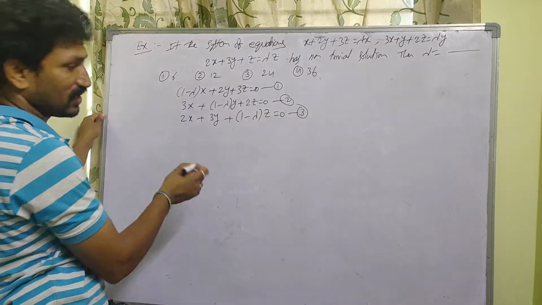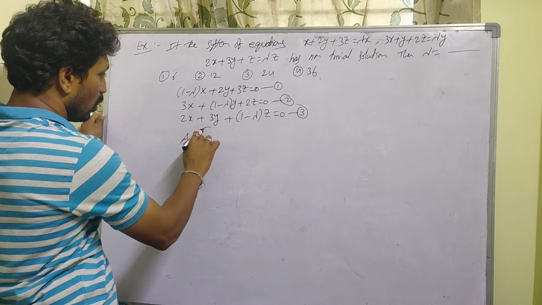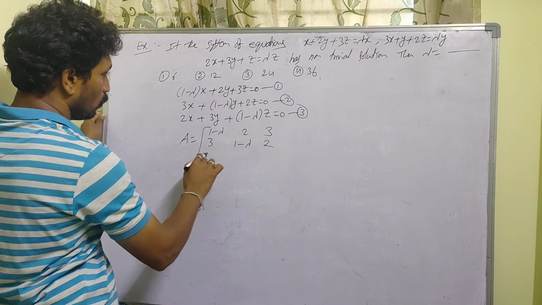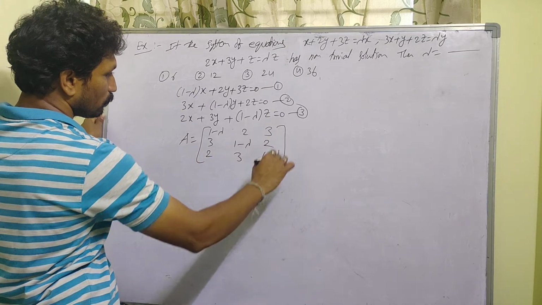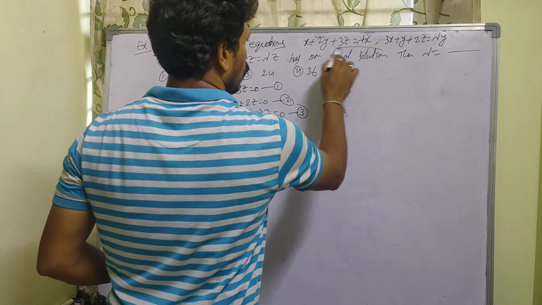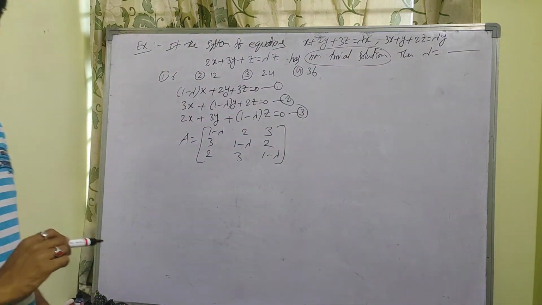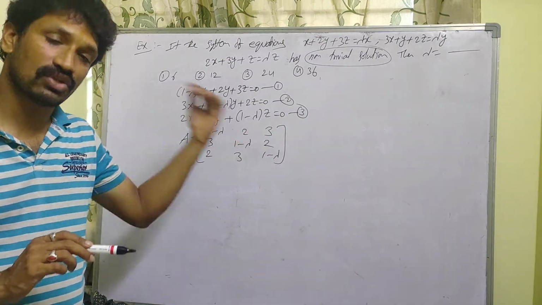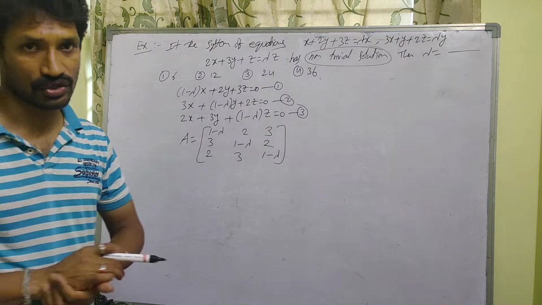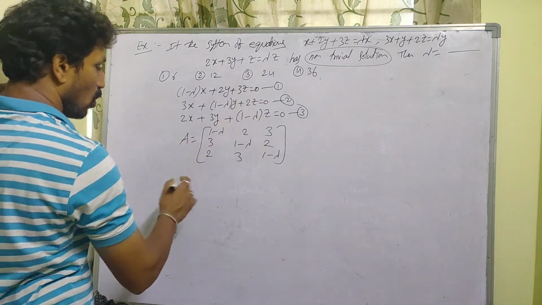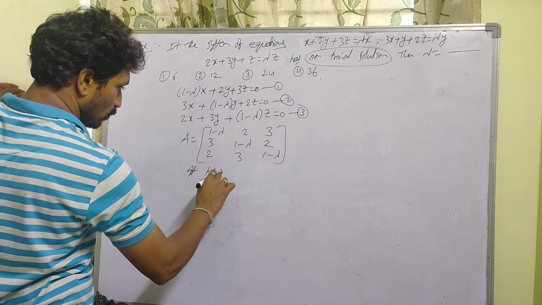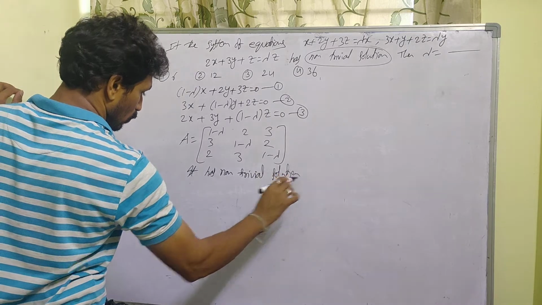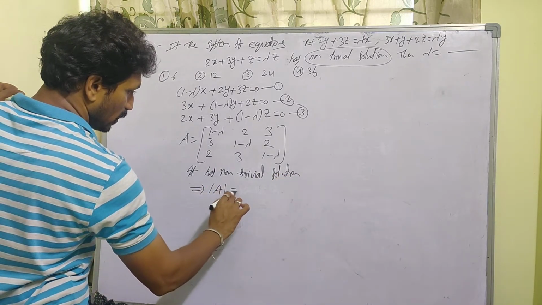Now you write the matrix A. A is nothing but 1 minus lambda, 2, 3, 3, 1 minus lambda, 2, 2, 3, 1 minus lambda. See what he has given, same question, has a non-trivial solution. If he is asking for a unique solution or a trivial solution, then you should take determinant of A not equal to 0. Mostly they ask for non-trivial solutions only. Okay, so it has a non-trivial solution, so this implies determinant of A is equal to 0.